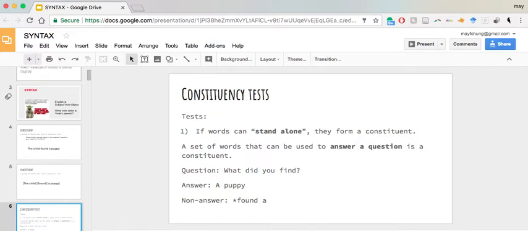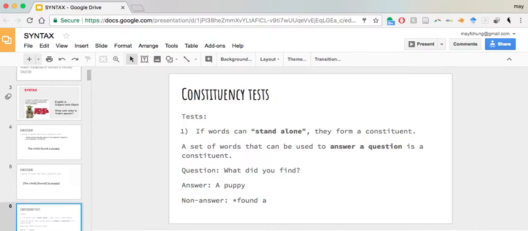So the first test is: if the words can stand alone, they form a constituent. By standing alone, it means that a group of words goes together if you can ask a question and have your answer be whatever the grouping of words is. So my question would be, "What did you find?" And the answer, "A puppy," right? A non-grammatical answer would be "found," because "found" is not a natural constituent. It doesn't make sense for me to say, what did you find?